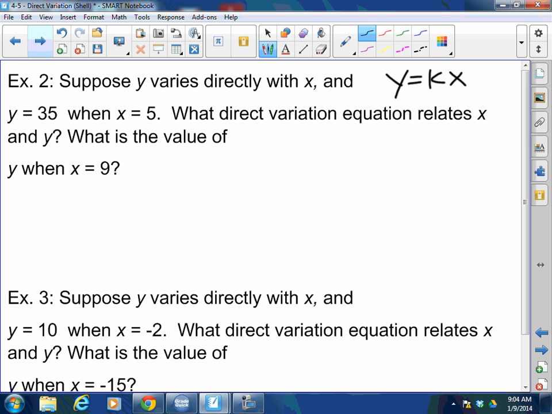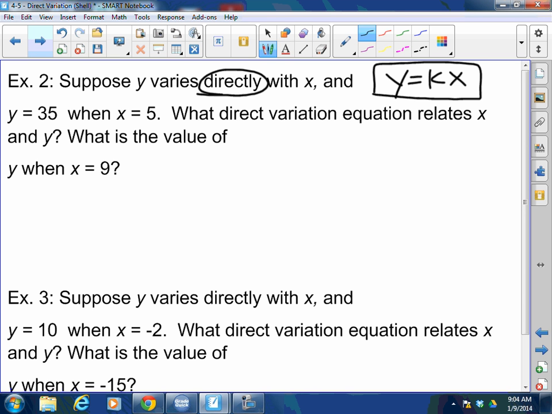Suppose y varies directly with x. So you know it's a direct variation, so this is the equation they're working with. And y is 35 when x is 5. What direct variation equation relates x and y? Then what is the value of y when x equals 9?